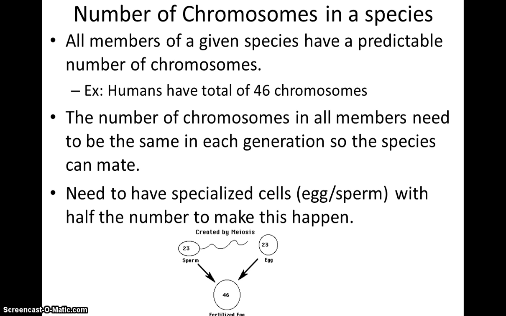Because of that, we need specialized cells, and in humans it's egg and sperm, that have half the number of chromosomes. What this accomplishes is that when egg and sperm come together, that gives the 46 that we need for each individual to have. If we didn't have this mechanism to get half the number, every single generation would have twice the number and could never mate with the previous generation. This will cause the species to die out, and this is not what we want. So instead, we're going to use this process called meiosis.